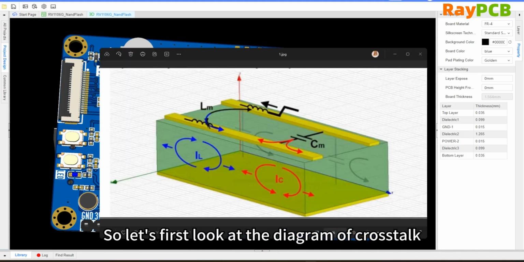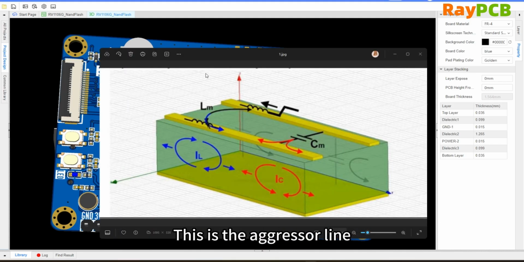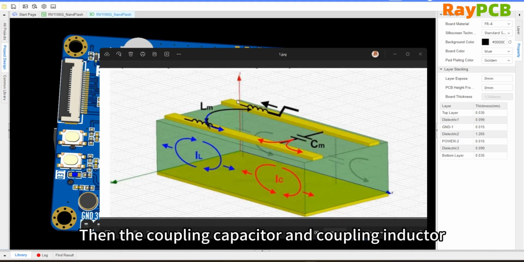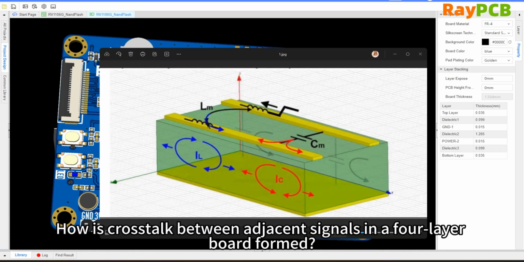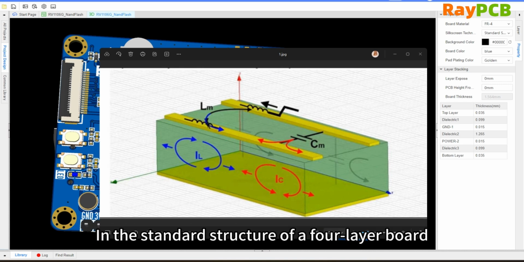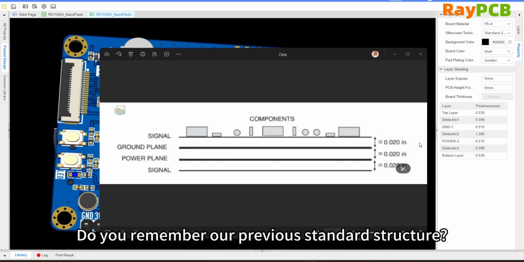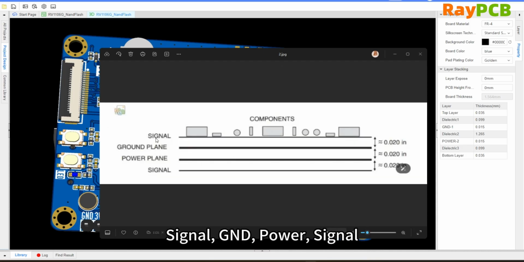So let's first take a look at the aggressor line in crosstalk, the victim line, and then mutual inductance. How does crosstalk between adjacent signal lines form in a 4-layer board? Let's look at the standard structure of a 4-layer board. Do you still remember the standard structure we discussed before? Signal, GND, power, signal.